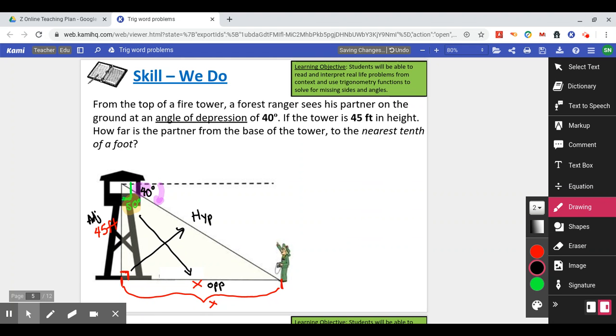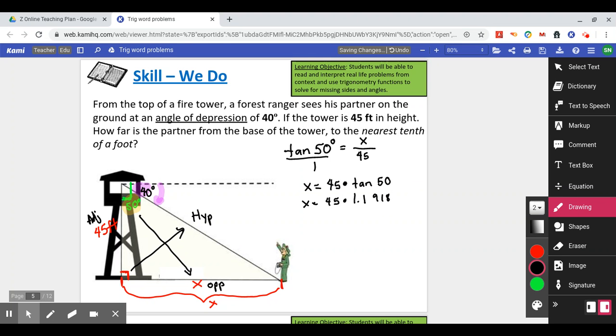Opposite over adjacent, that would be tangent. Tangent of the angle of reference being 50 equals, opposite is X, adjacent is 45. I will continue using the cross multiplying technique to solve this type of problem. Let's cross multiply. X times 1 is X. 45 times tangent of 50 degrees. So X equals 45 times tangent of 50 degrees.